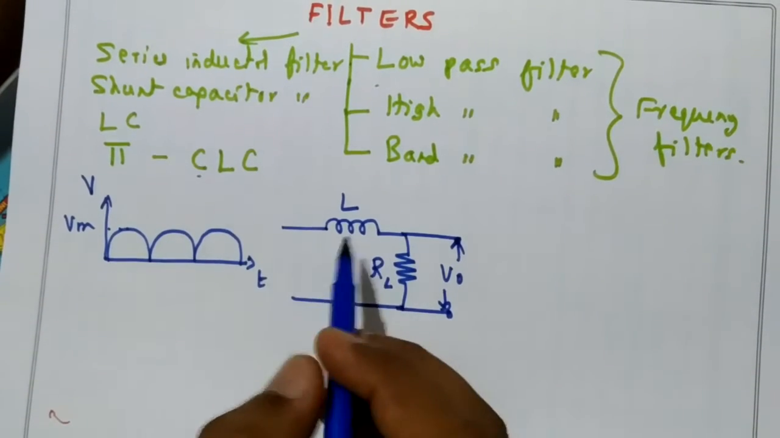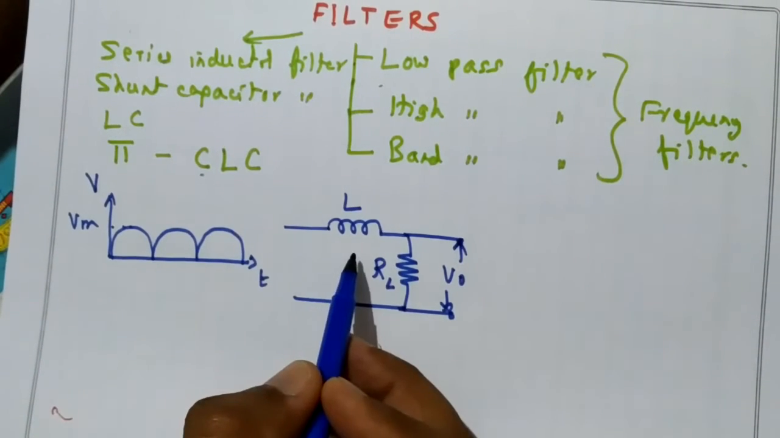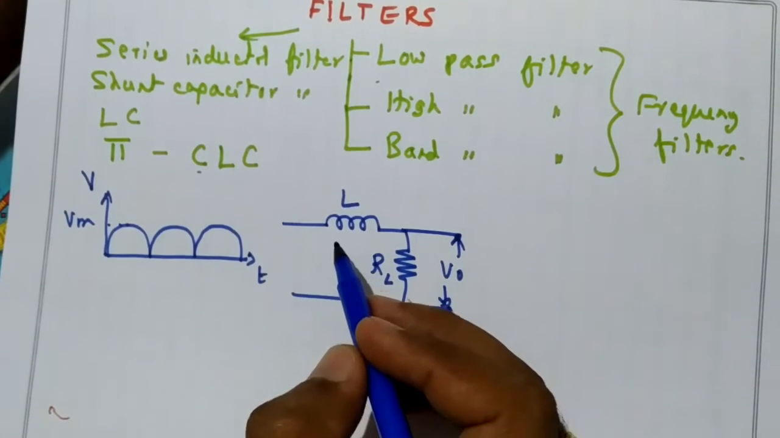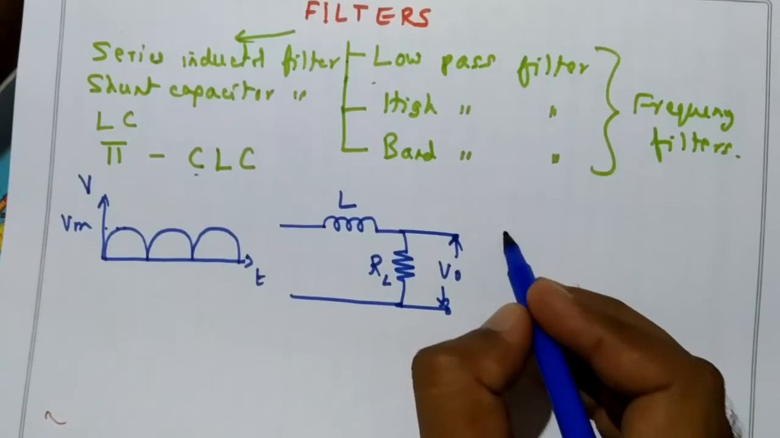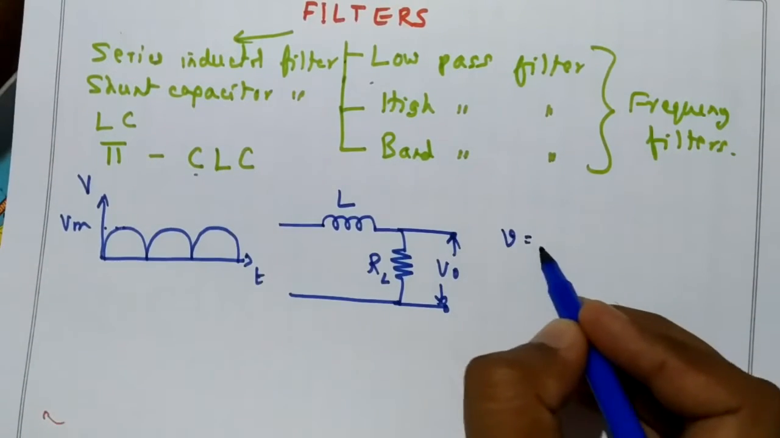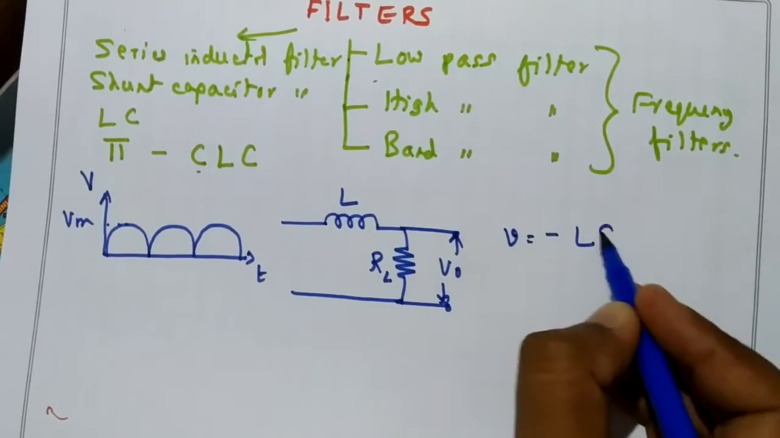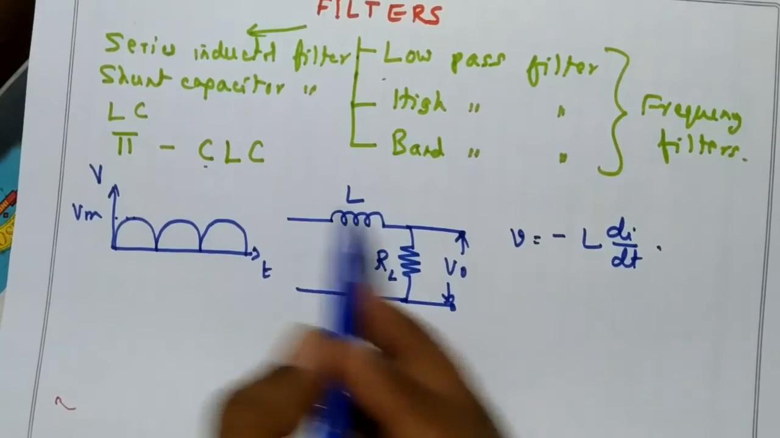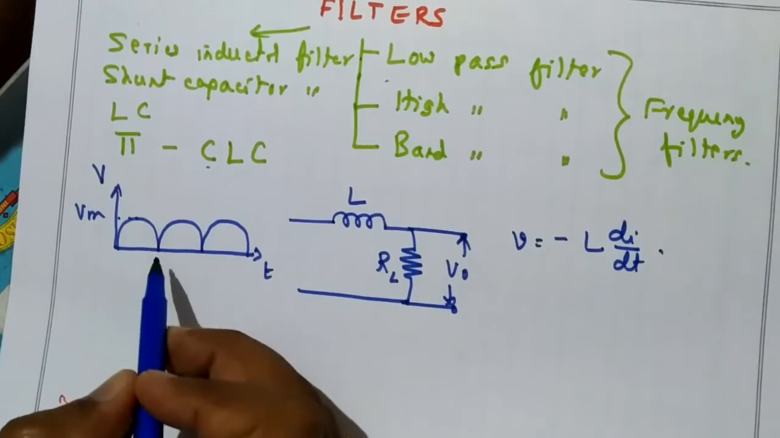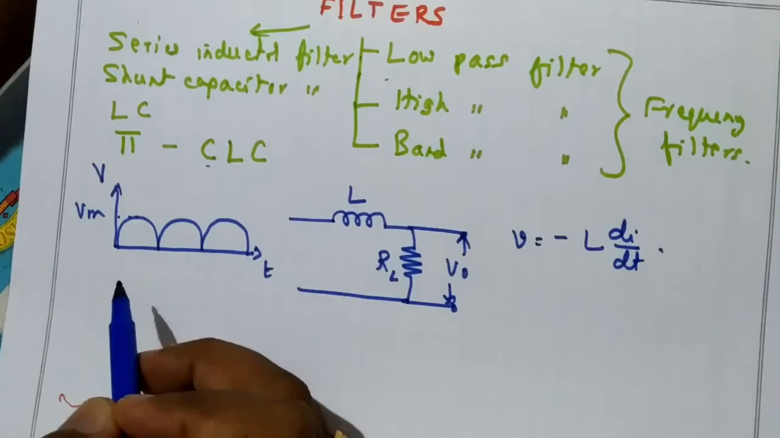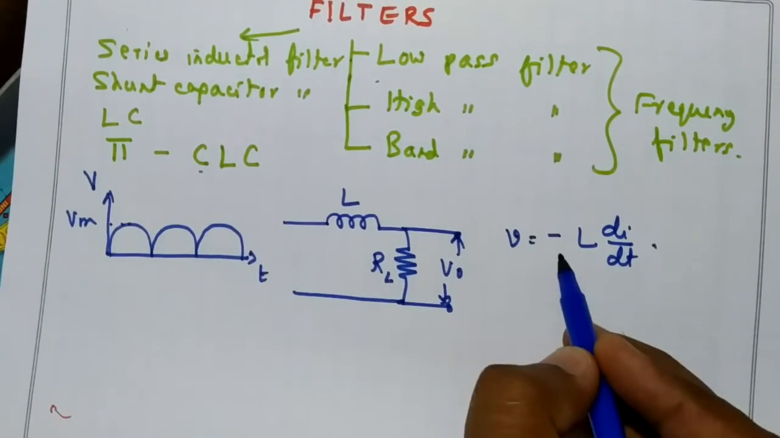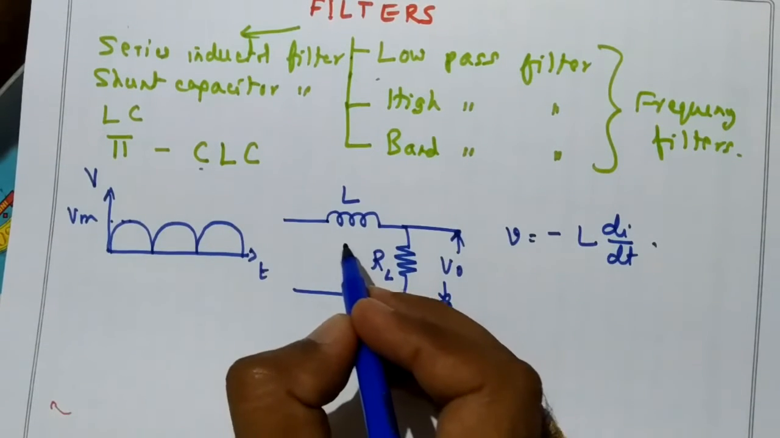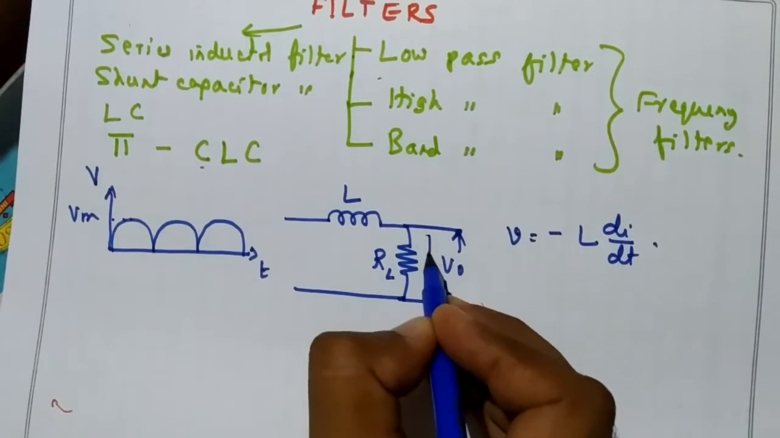Now, what happens here is, when this signal is connected, you know the working of an inductor, it always opposes the change by inducing a negative EMF. So that is V equals minus L into di by dt. Now when this signal is applied to the filter, it consists of variation in the current. That variation in the current is blocked by this inductor, and only the DC will be allowed through.